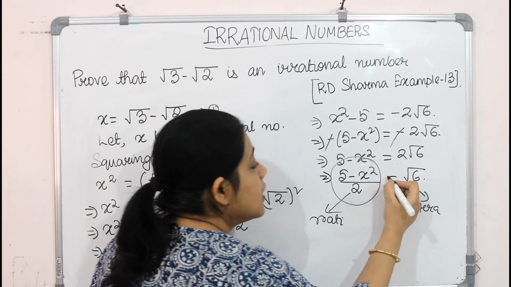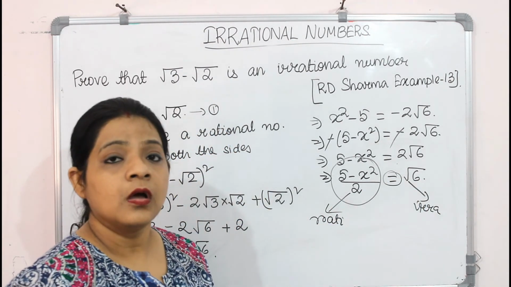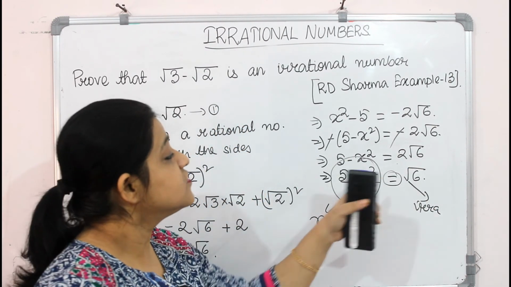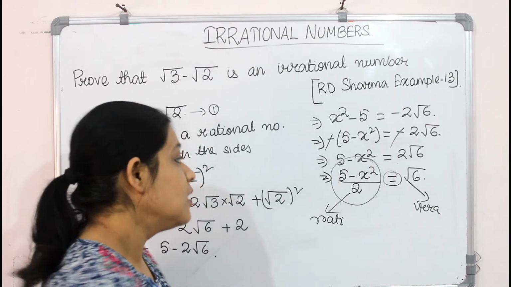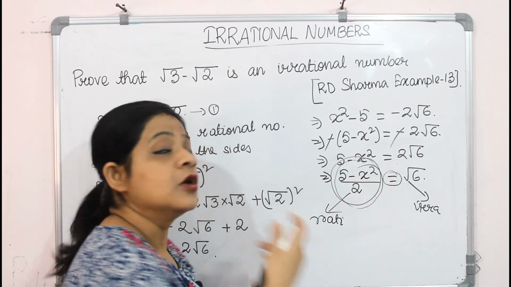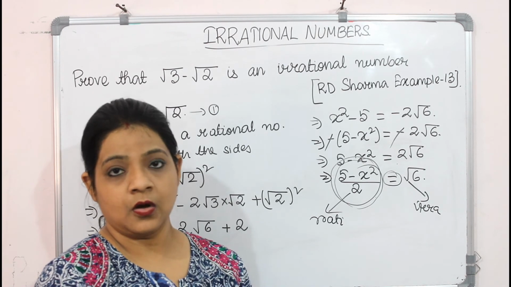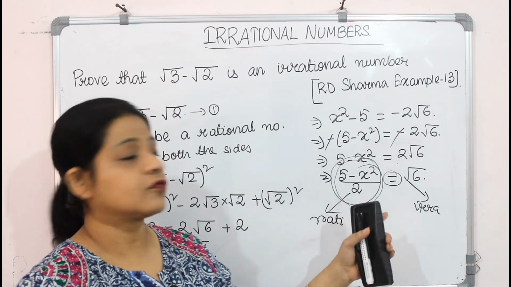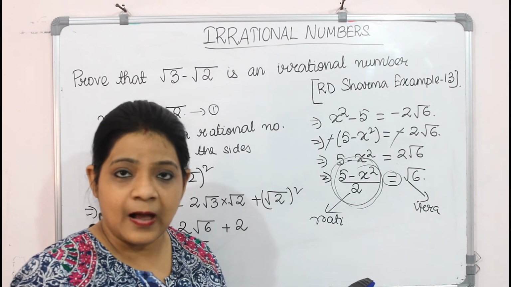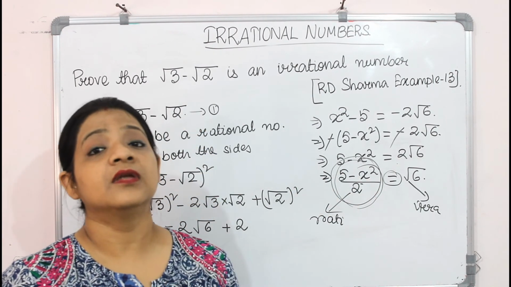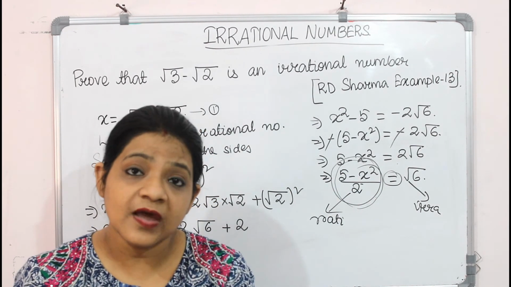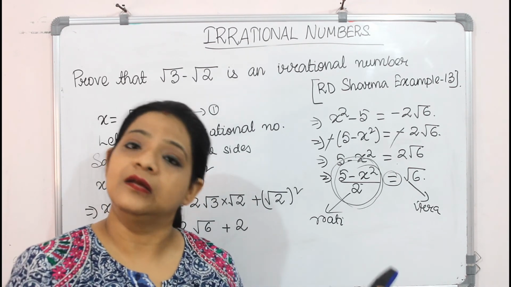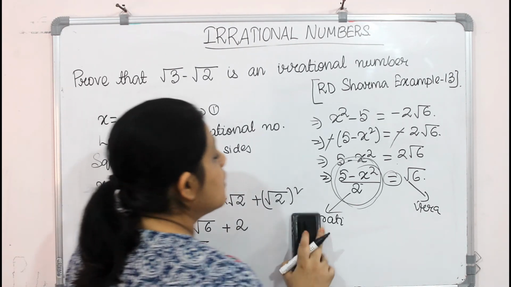So the left hand side should be equal to the right hand side. So since root over 6 is an irrational number, so 5 minus x square by 2 should also be an irrational number. Okay, so it is an irrational number, means what? Since 5 and 2 are both rational numbers, x square should be an irrational number, because when you subtract a rational number with an irrational number of different types, you get an irrational number. Okay, so what will you write?